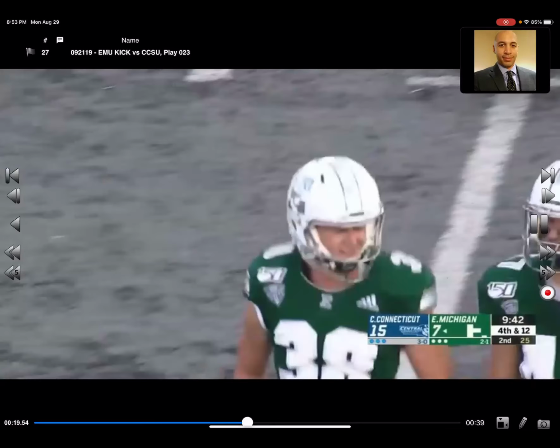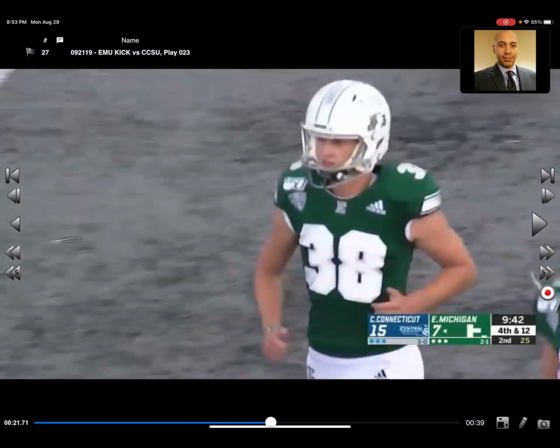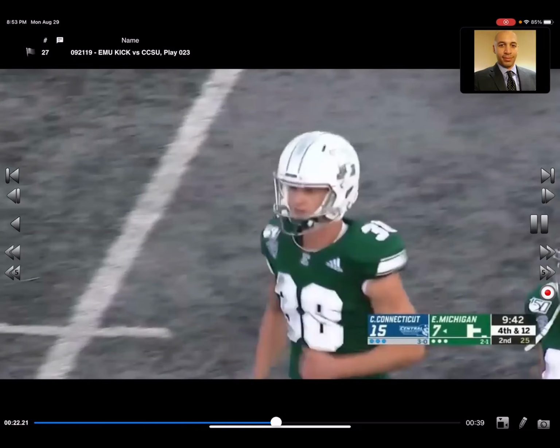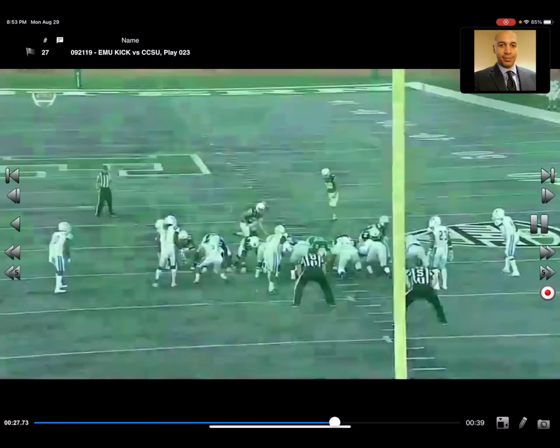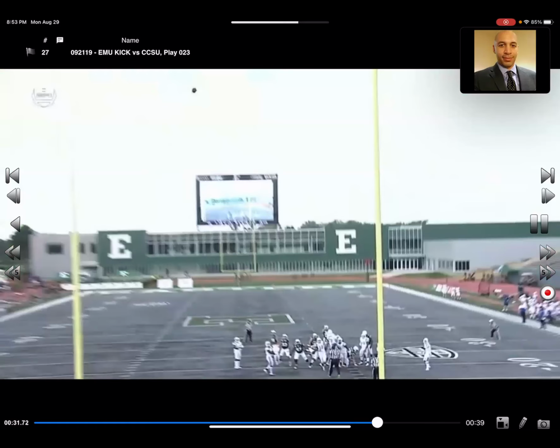Had plenty of leg. Hey, Matt, if we have, you know, the NFL style camera inside the upright. It did not go through the uprights. And it's still 15-7. Central Connecticut State. This fooled me. I thought it was good. Yeah, it was extremely high, but it went.